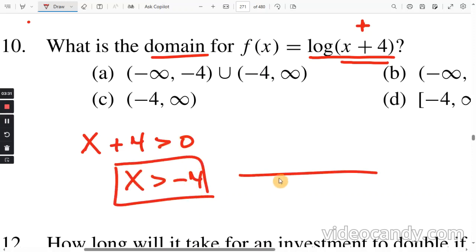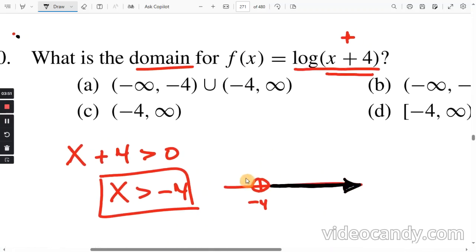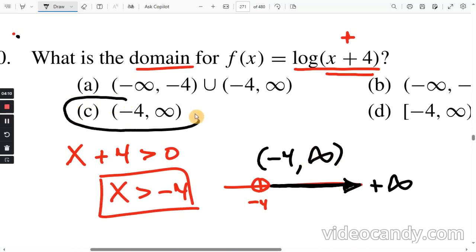On a number line, what does that look like? Well, if you have negative 4, and it does not include negative 4, and it's everything greater than it, you are just shading everything that is greater than negative 4. For interval notation, it does not include the negative 4, so use the rounded parenthesis, and it runs all the way to positive infinity. For infinity, you also use the rounded parenthesis because it's not an actual number. So that is clearly answer C.